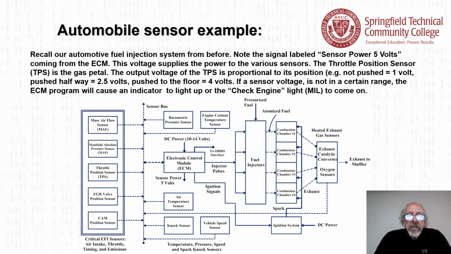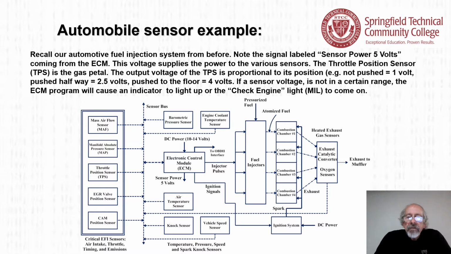Remember our automobile sensor example? Here's again a picture of that. So recall our automotive fuel injection system from before. Note the signal labeled sensor power 5 volts coming from the ECM. That's more or less in the center of that diagram. This voltage supplies the power to the various sensors.